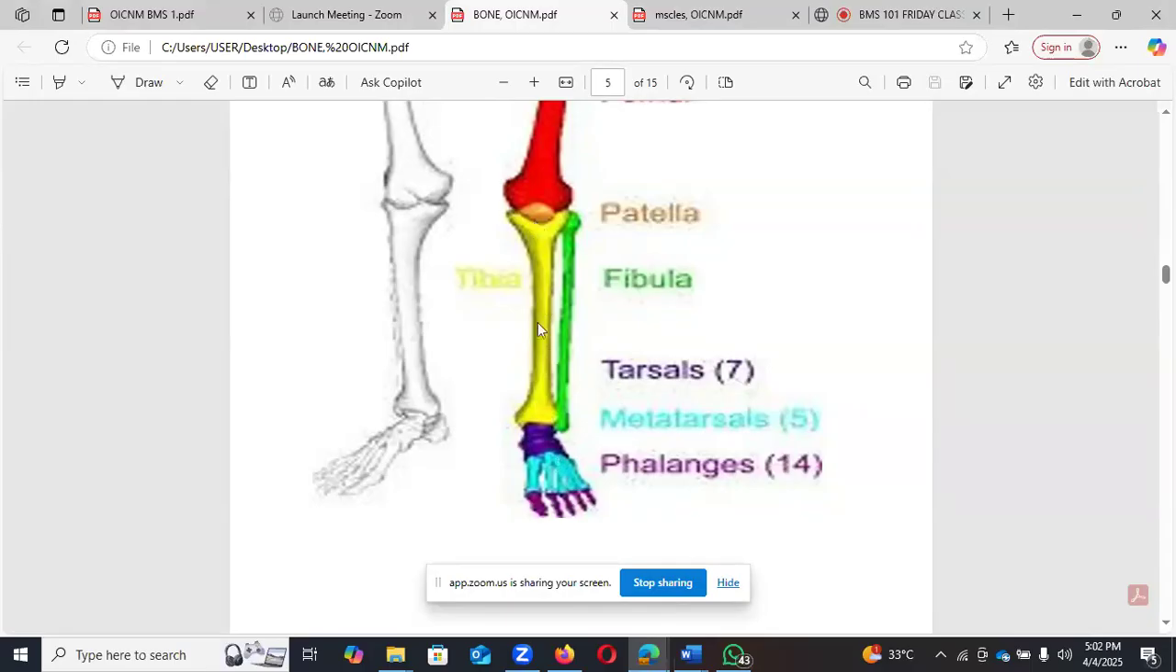The tibia carries more weight compared to the fibula. Then you have the tarsals, the metatarsals and the phalanges. Just like the carpals, the metacarpals and the phalanges in the upper limb, you also have the tarsals, the metatarsals and the phalanges in the lower limb.